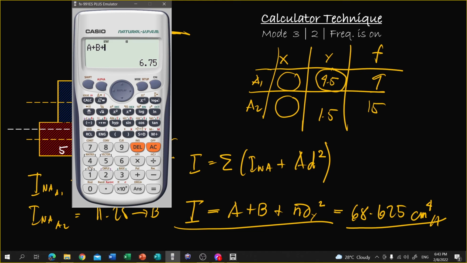execute the command. To execute the command STAT, above number 1, you press Shift 1. Then you choose variance, number 4, then n, number 1, multiplied by Shift 1 again. Shift 1, then variance, then number 6, then squared. Press equal. 68.625.